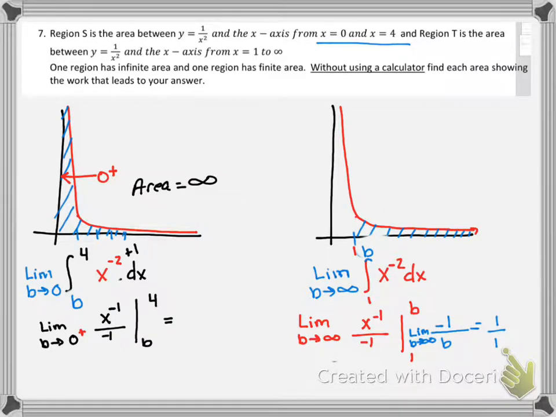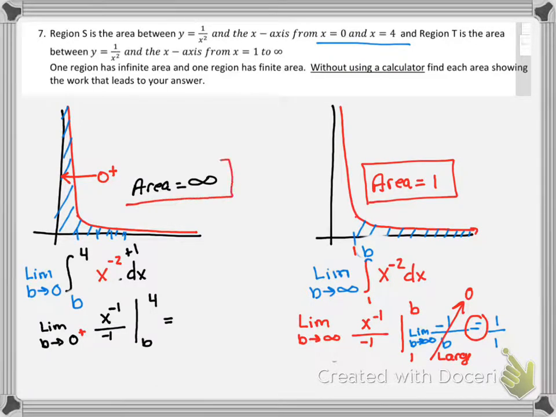And here when we evaluate this limit and we have negative 1 over something very large, this term will go to 0. Those two negatives will become a positive, and my answer will be 1. So this area equals 1. Seems crazy that something with so similar pictures have such different areas.